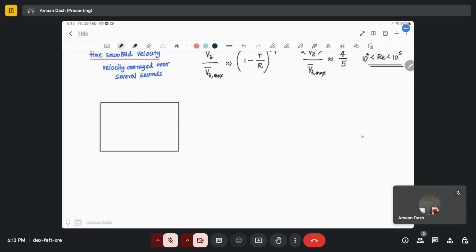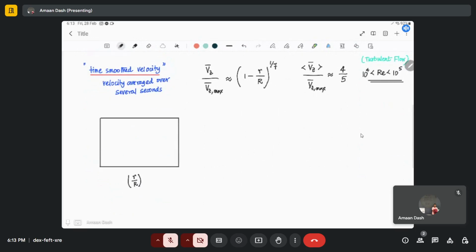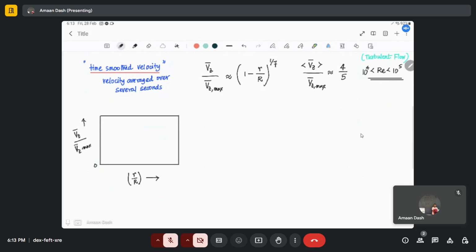So here I'm plotting r by R. And here let me plot Vz bar by Vz bar max. Since this is a ratio, this will change from 0 to 1. And let's say this is kind of center. So this will be 1 and this will be 1.